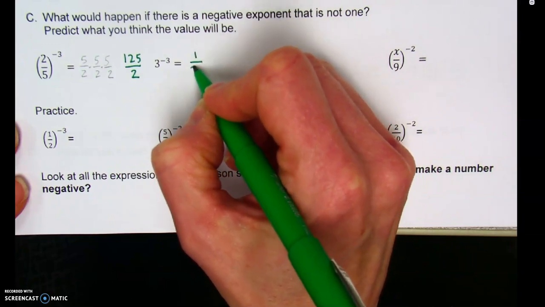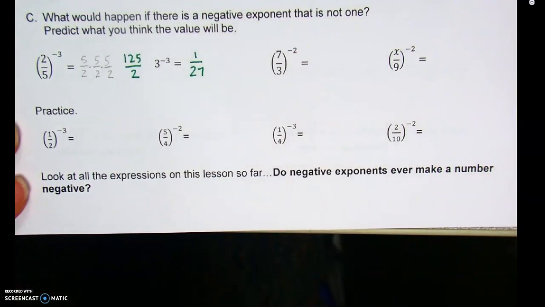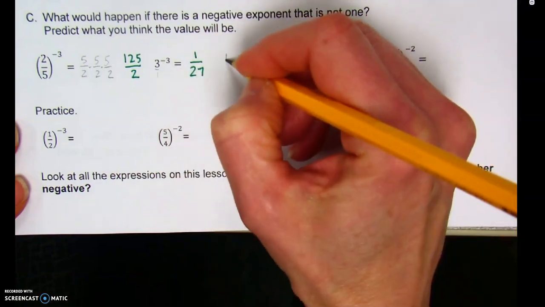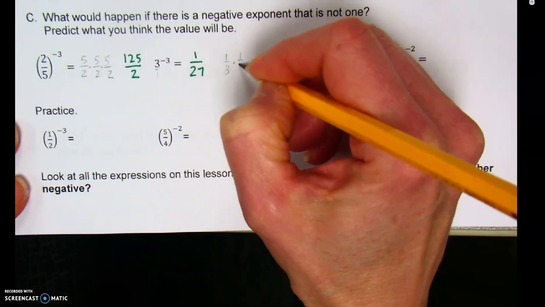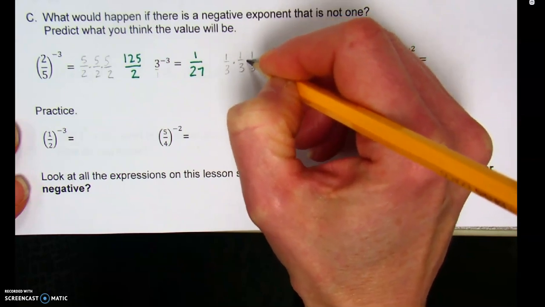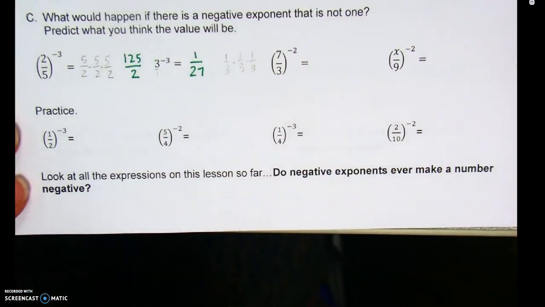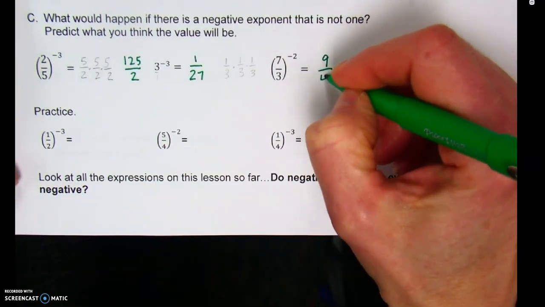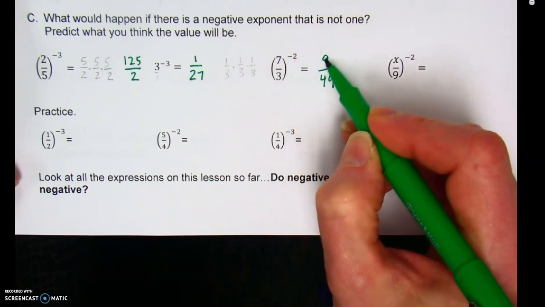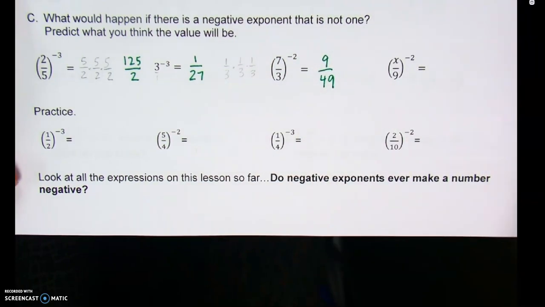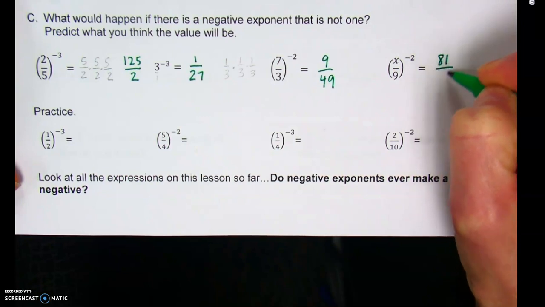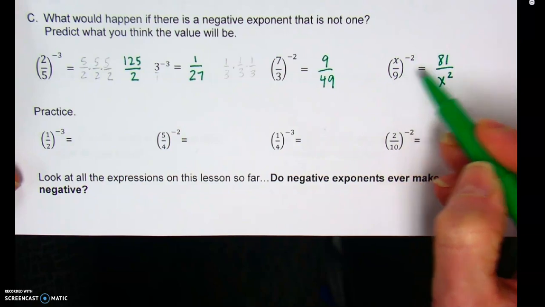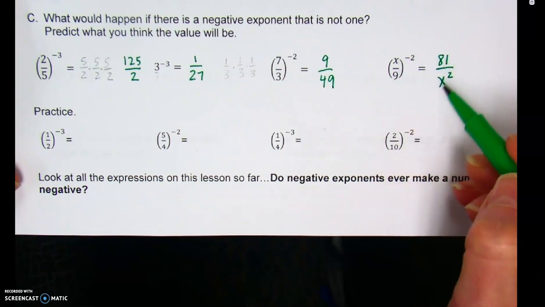This would be 1/27. I know that the negative exponent will make what's actually 3/1 switch places, and then I'm going to multiply that times itself 3 times. This will be 9/49. 3 squared is 9, 7 squared is 49. This will be 81/x squared. 9 times 9 is 81. x times x is x squared.